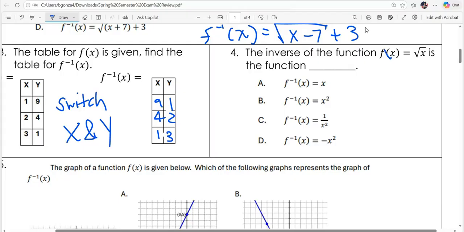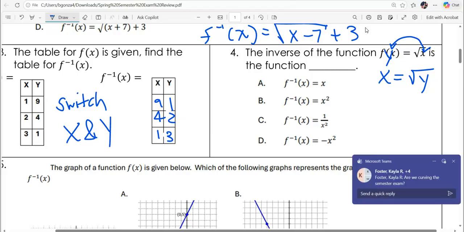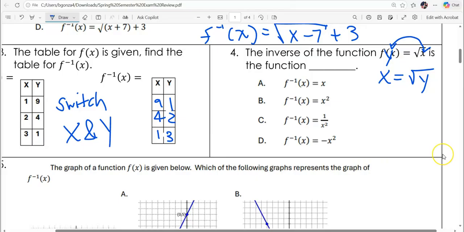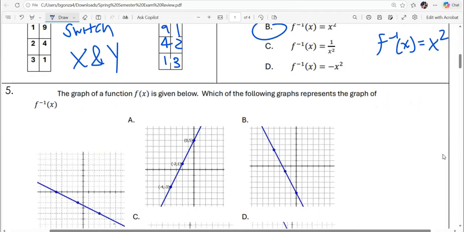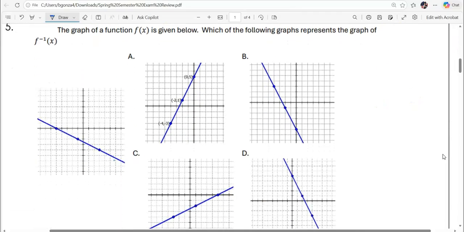Now the opposite of inverse. Once again, f of x is a y, switch x and y, x equals the square root of y. The opposite of square root is squaring both sides. It cancels out. So the inverse function is x squared. The opposite of square root is squared. Cool.